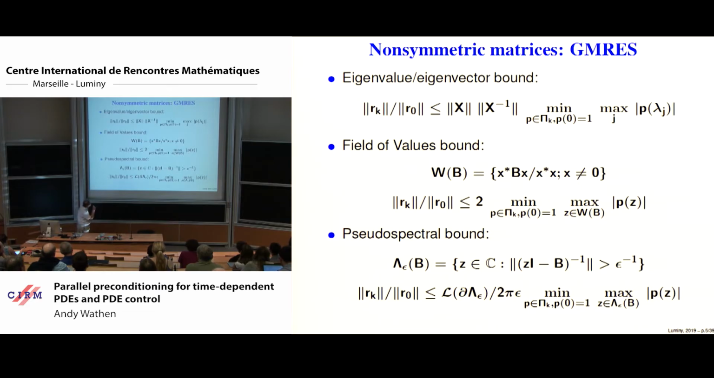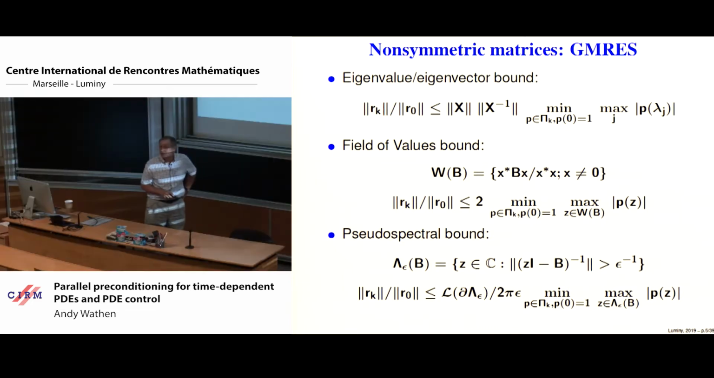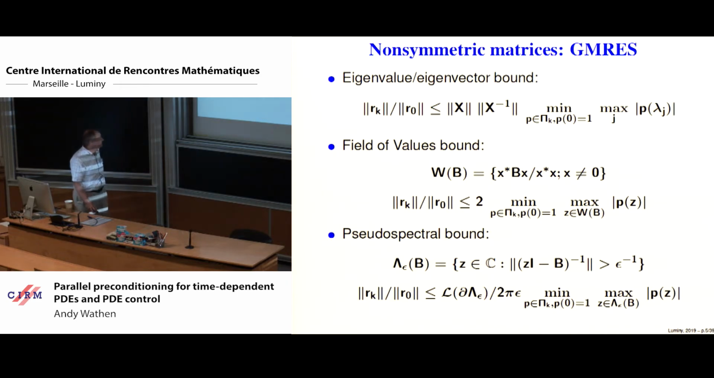Here's the field of values bound. So if zero, the origin, is not in the field of values, then you can get this bound, where now instead of looking at eigenvalues, you look at points z in the field of values. And now you've got a much nicer prefactor, 2 instead of this possibly large number, but now you've got a much larger set typically. So that's the difficulty with a field of values bound. It is useful in certain circumstances, and I've certainly used it in proving certain things.